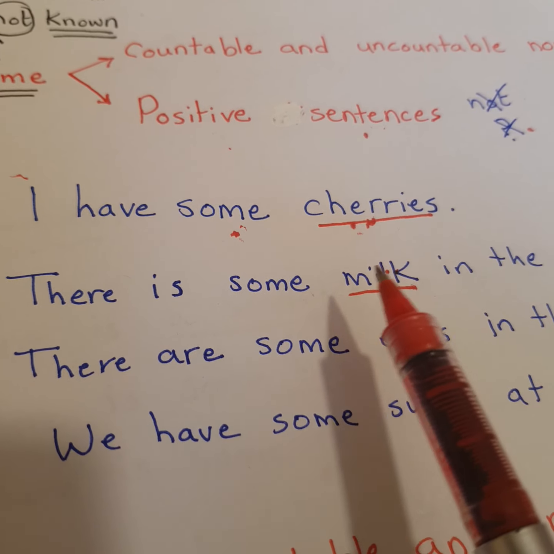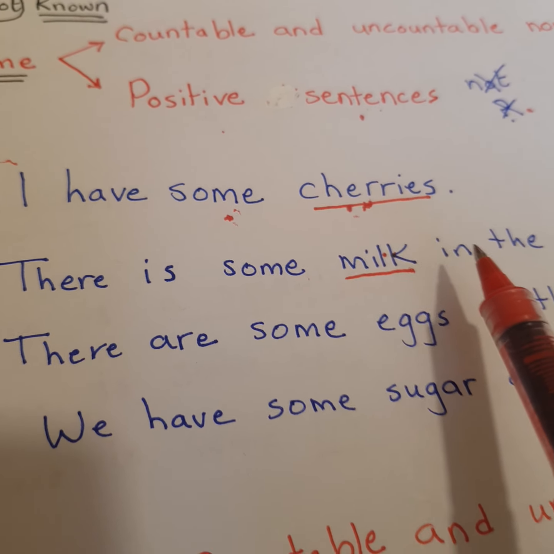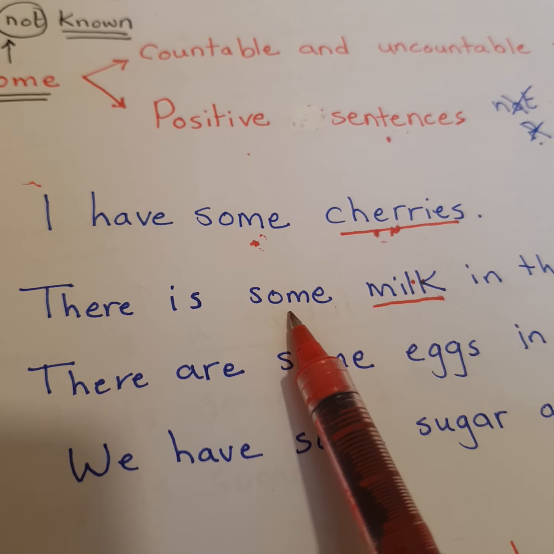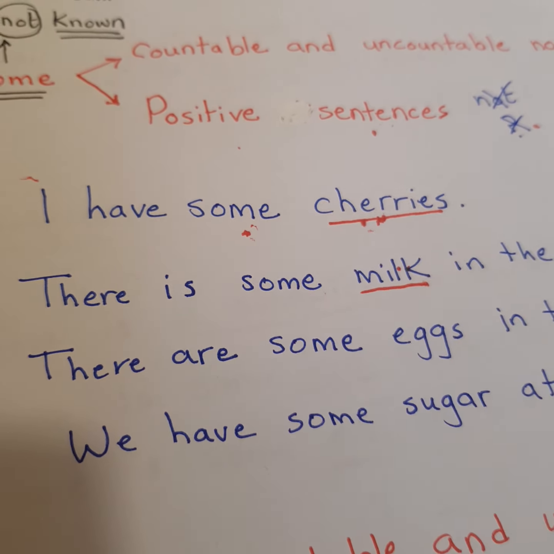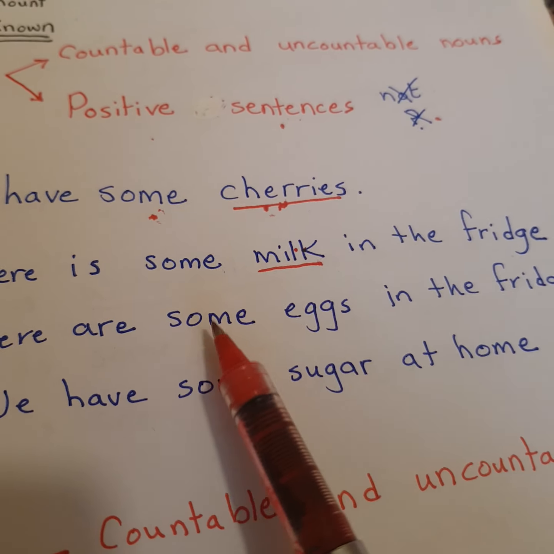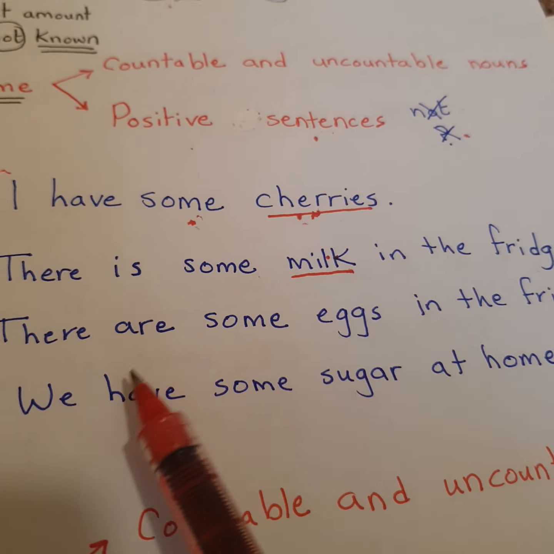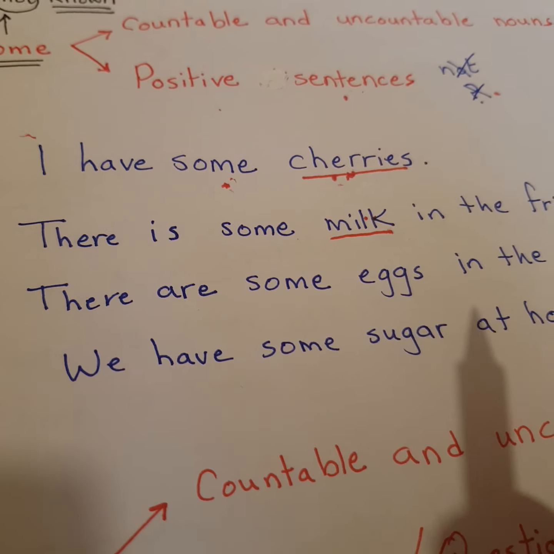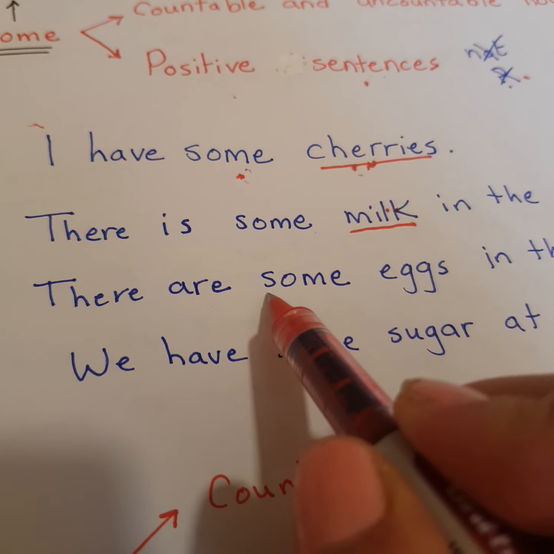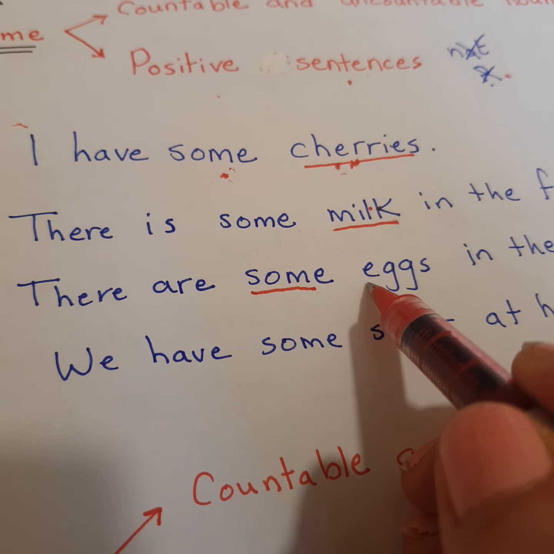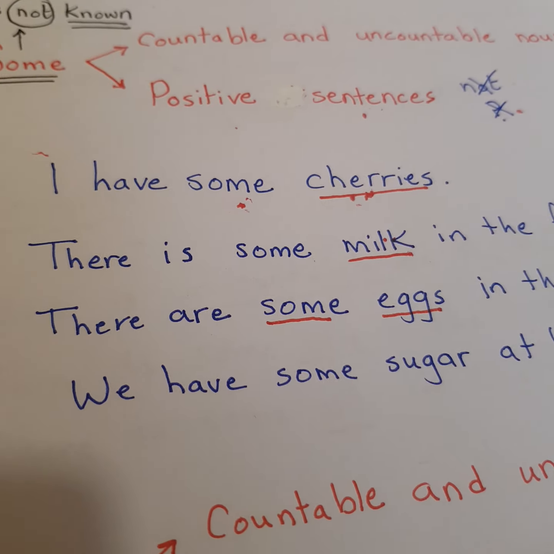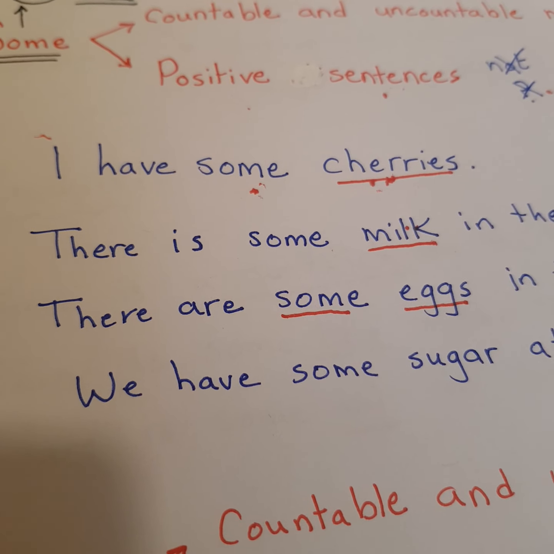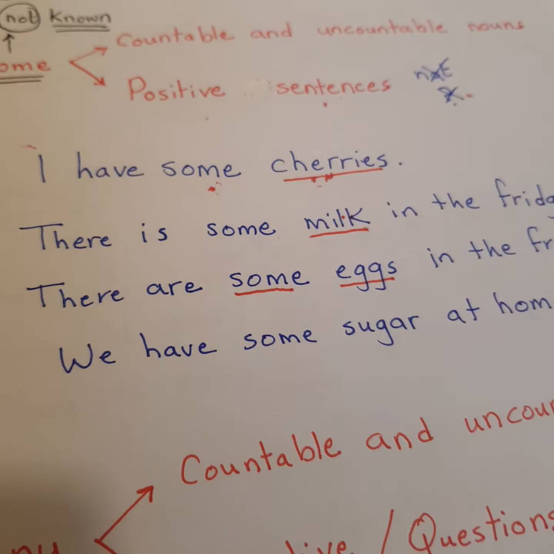Do we know how much milk we have in the fridge? نعرف قد ايه كمية الحليب عندنا بالفريج بالضبط؟ أكيد لا. So we used some. استخدمنا some. There are some eggs in the fridge. We used some. Why? Because eggs are a countable noun. So I use some. There are some eggs in the fridge.